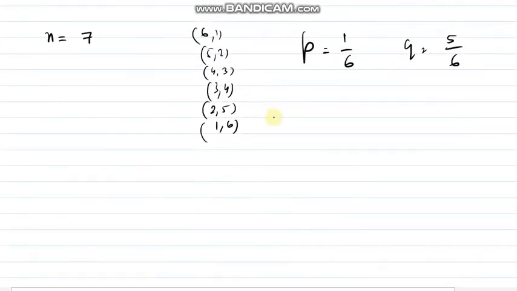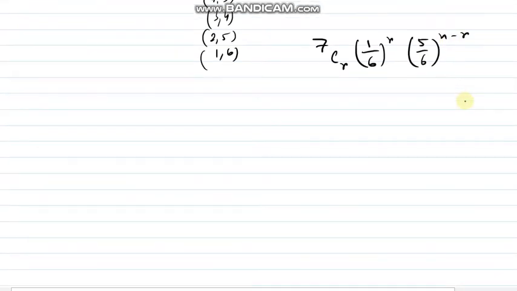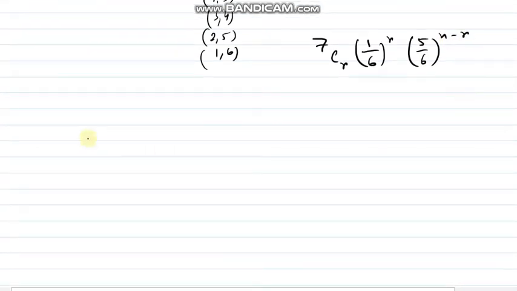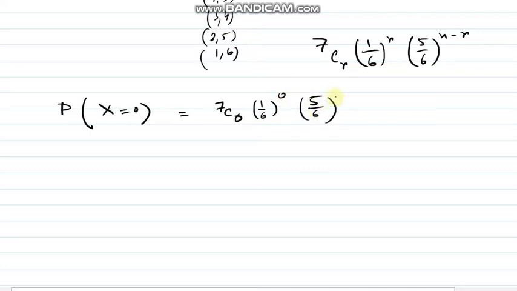So what will my binomial distribution be here? 7CR P to the power R Q to the power n minus R, right? What is the probability of no success? The probability of no success is x equals 0. That is 7C0 (1 by 6) whole to the power 0 times (5 by 6) whole to the power 7 minus 0. So the answer is (5 divided by 6) whole to the power 7, right? So what is the probability of at least 6 successes?